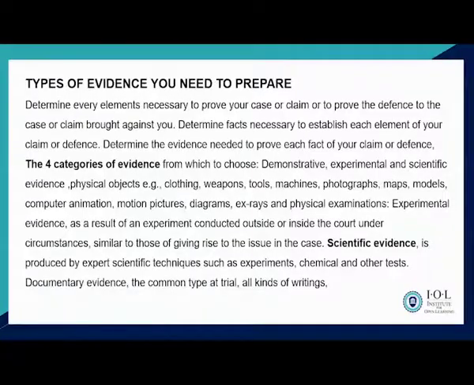Types of evidence you need to prepare. Determine every element necessary to prove your case or claim, or to prove the defense to the case or claim brought against you. Determine the facts necessary to establish each element of your claim or defense. Determine the evidence needed to prove each fact. The fourth category of evidence from which to choose: demonstrative, experimental, and scientific evidence.